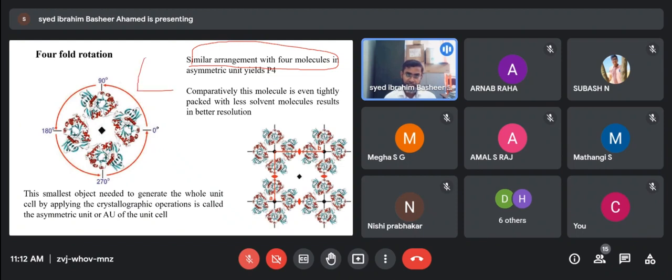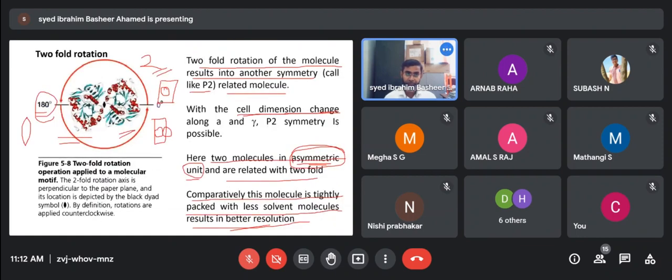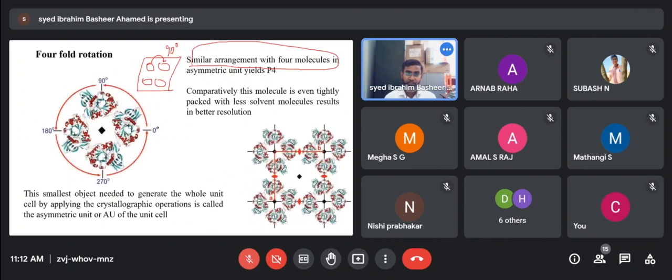So same unit cell, not same unit cell. Again, in one unit cell you have four molecules now. Each molecule is related by a 90-degree rotation, right? Previously there was a two-fold rotation, so an oval shape, a two-fold relation between these two molecules. Whereas here it is a four-fold rotation, a 90-degree rotation. So each molecule is related by 90 degrees.